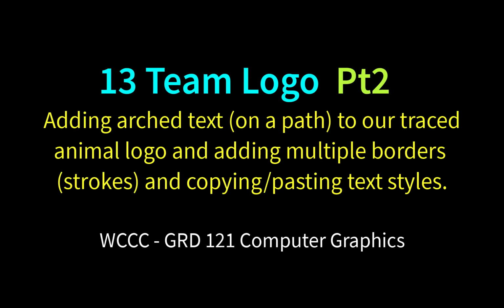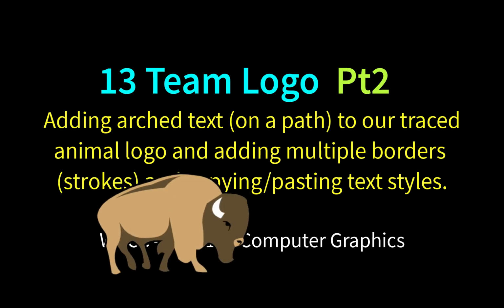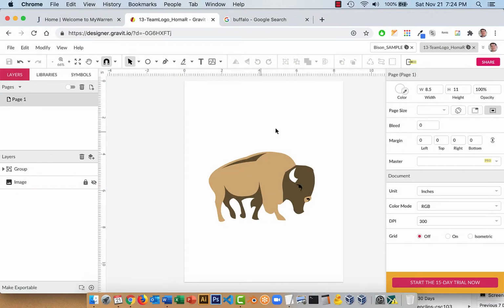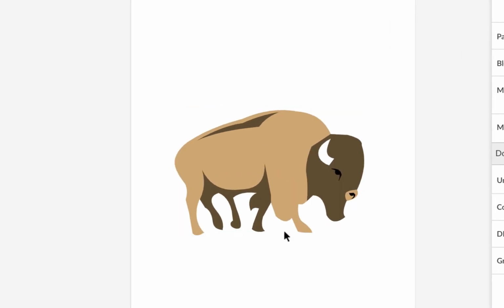Welcome back to part 2 of exercise 13, team logo. We're basically incorporating tracing an animal, trying to add a little accent color, trying to get a color scheme. This is kind of beige and dark beige, brown and beige. You could have any kind of color that you want. I don't have to have a brown buffalo, but buffaloes are usually brown.